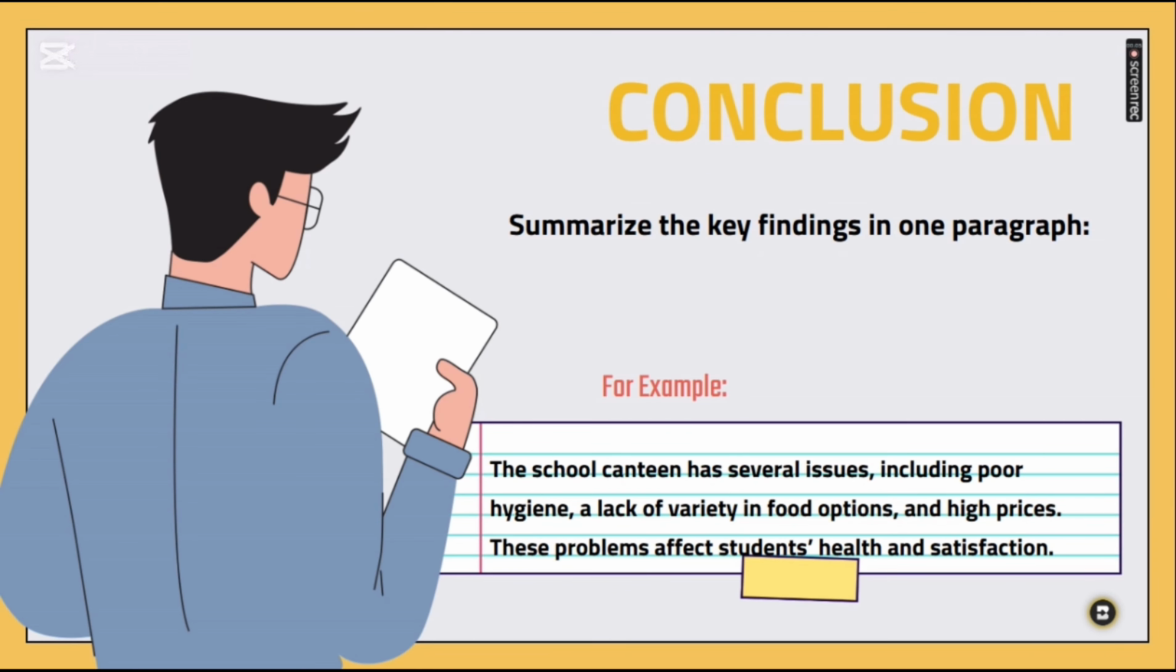Then comes the conclusion, where you summarize the key findings in one paragraph. You don't have to make points for the conclusion, you just have to summarize what you have gathered from all the facts and the observations. So you can, for example, again for the same problem, say the school canteen has several issues like poor hygiene, lack of variety of food options, and high pricing. These problems are affecting the students' health and their satisfaction, and there is an immediate need to improve the canteen's condition. That's it. You don't have to exaggerate it.